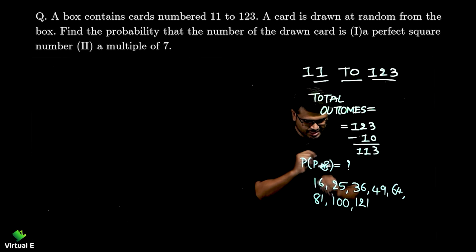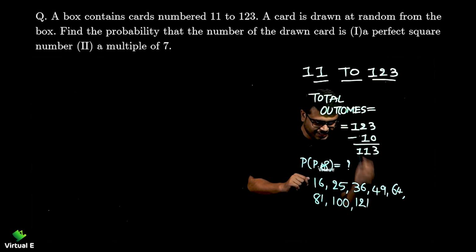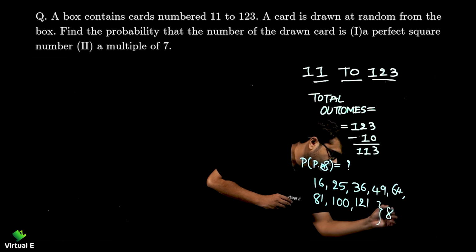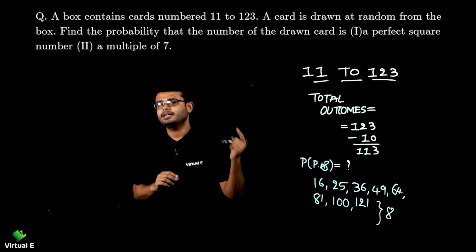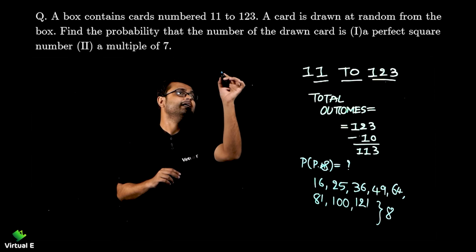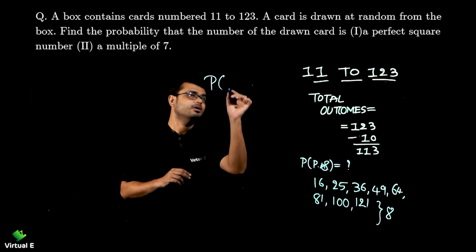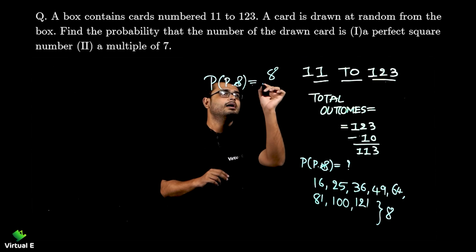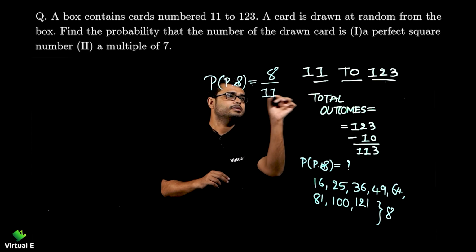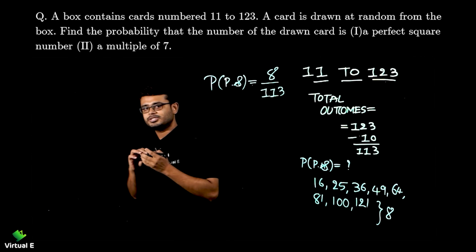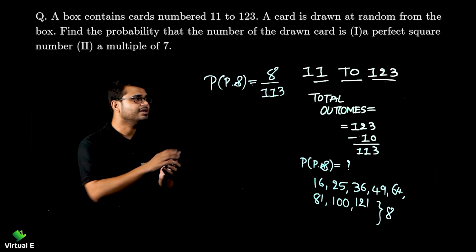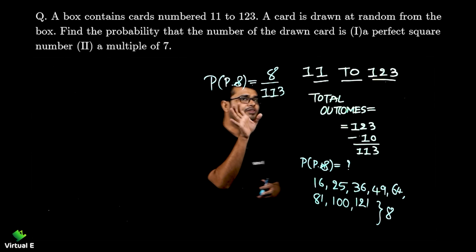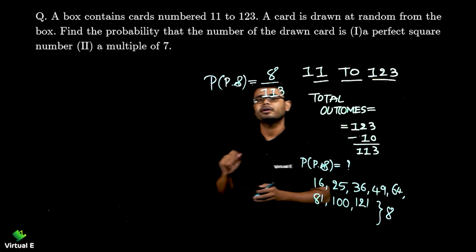So far so good. Let's count: 1, 2, 3, 4, 5, 6, 7, 8. So the favorable outcomes are 8, and the total number of outcomes is 113. So the probability of getting a perfect square is 8 over 113. If we can do cancellation, then go ahead, but I don't believe we can. So that's our final answer: 8 over 113.